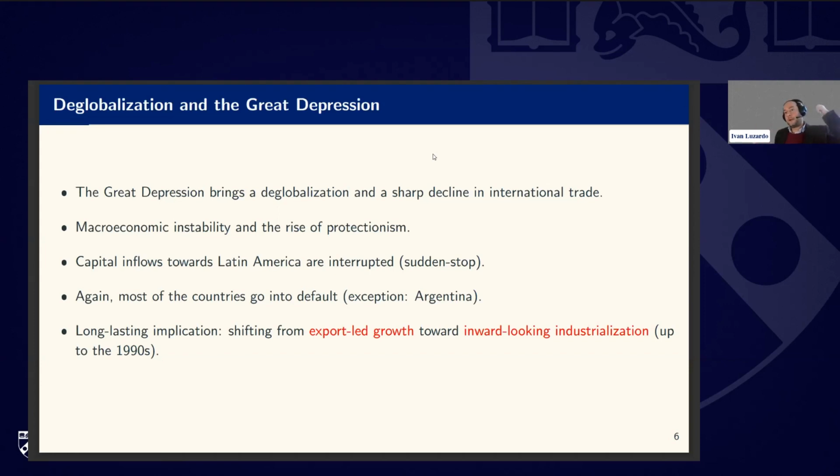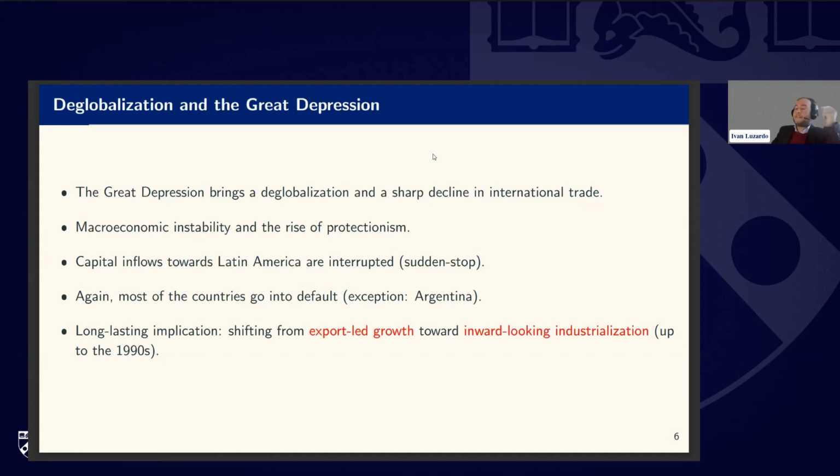It's not just that we are suffering two major external shocks, that we saw a reduction in capital inflows, that we saw a decline in commodity prices that would have very important implications, and that would be the transition from the export-led growth era to the inward-looking industrialization that basically will remain in Latin America at least up to the 1990s.